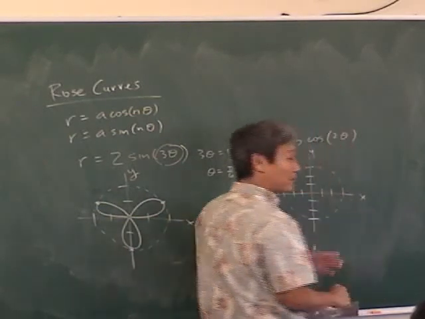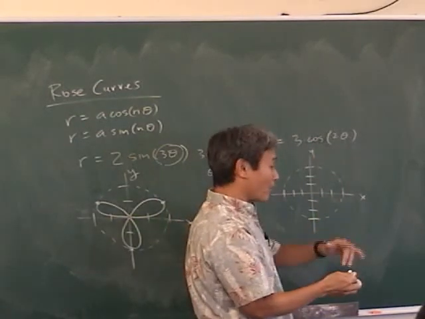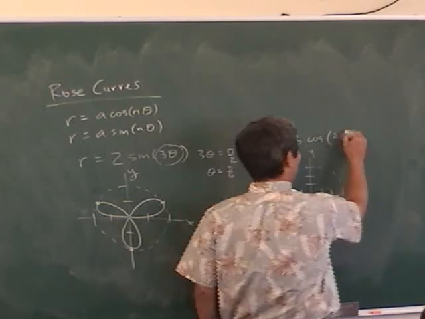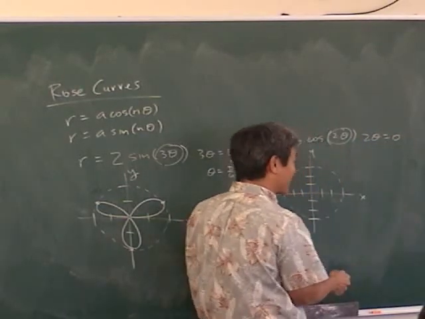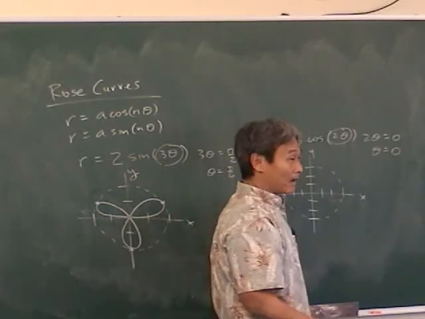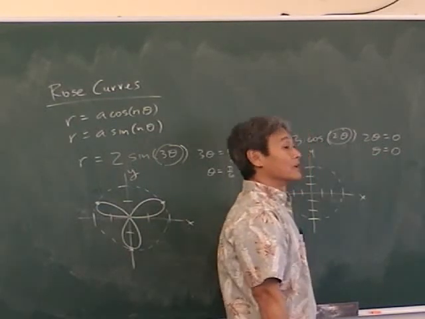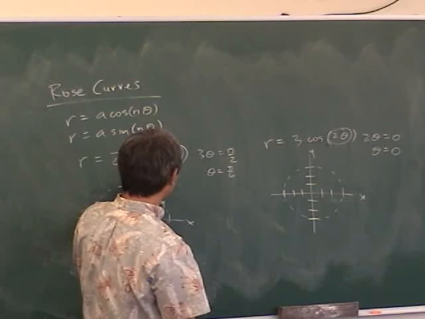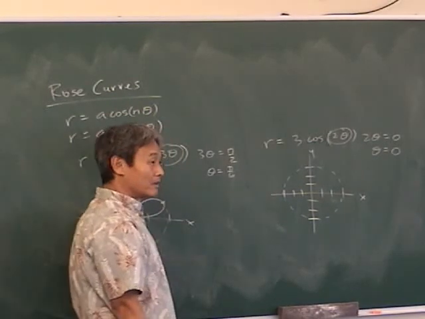Okay, where does the first petal occur? Well, cosine reaches its maximum value of 1 when? At 0. So when this argument is equal to 0, that's where you're going to have the tip of the first petal. Divide by 2, theta equals 0. So if it's a cosine one, then it's going to be 0. But if it's a sine one, then you have to divide 90 degrees by the coefficient of theta.